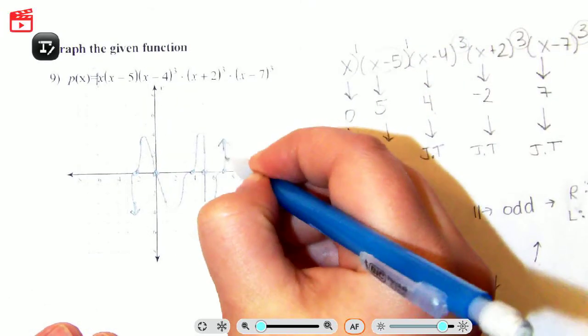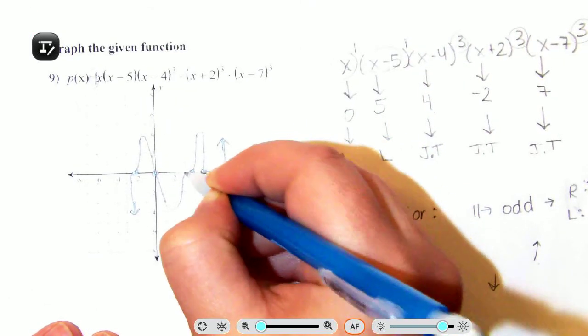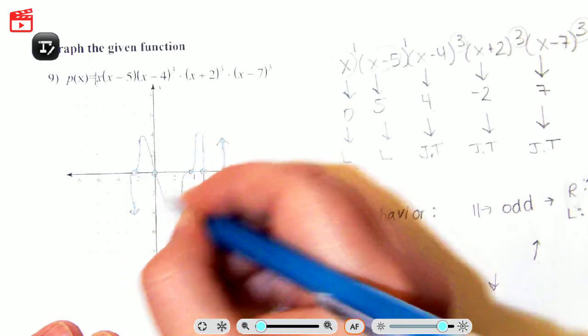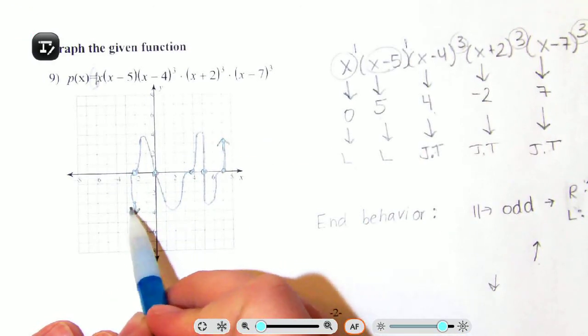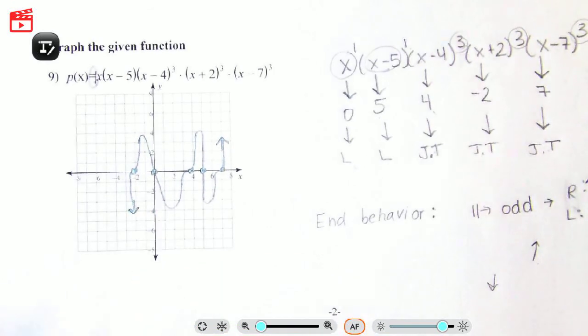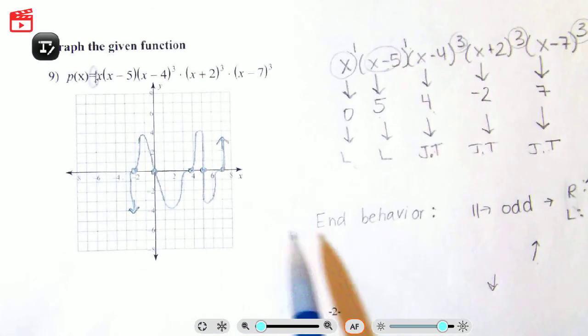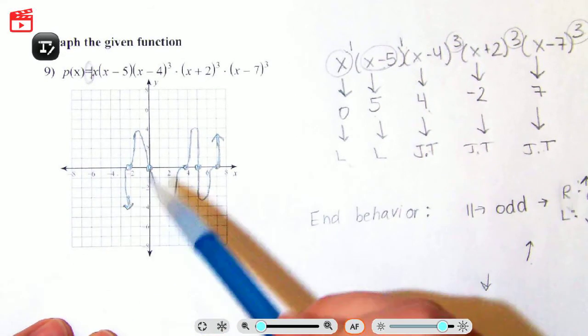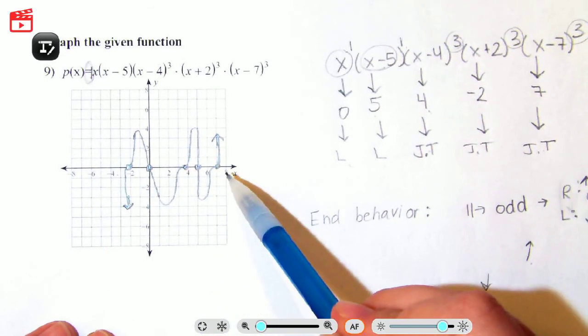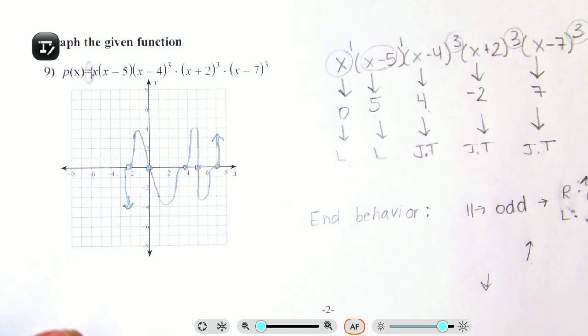And your behavior at 0 should get you to your end behavior, and it should all match up. If your end behavior is a certain way, and then you're drawing it, but it doesn't end up matching up towards the end, that means something went wrong, so be careful.